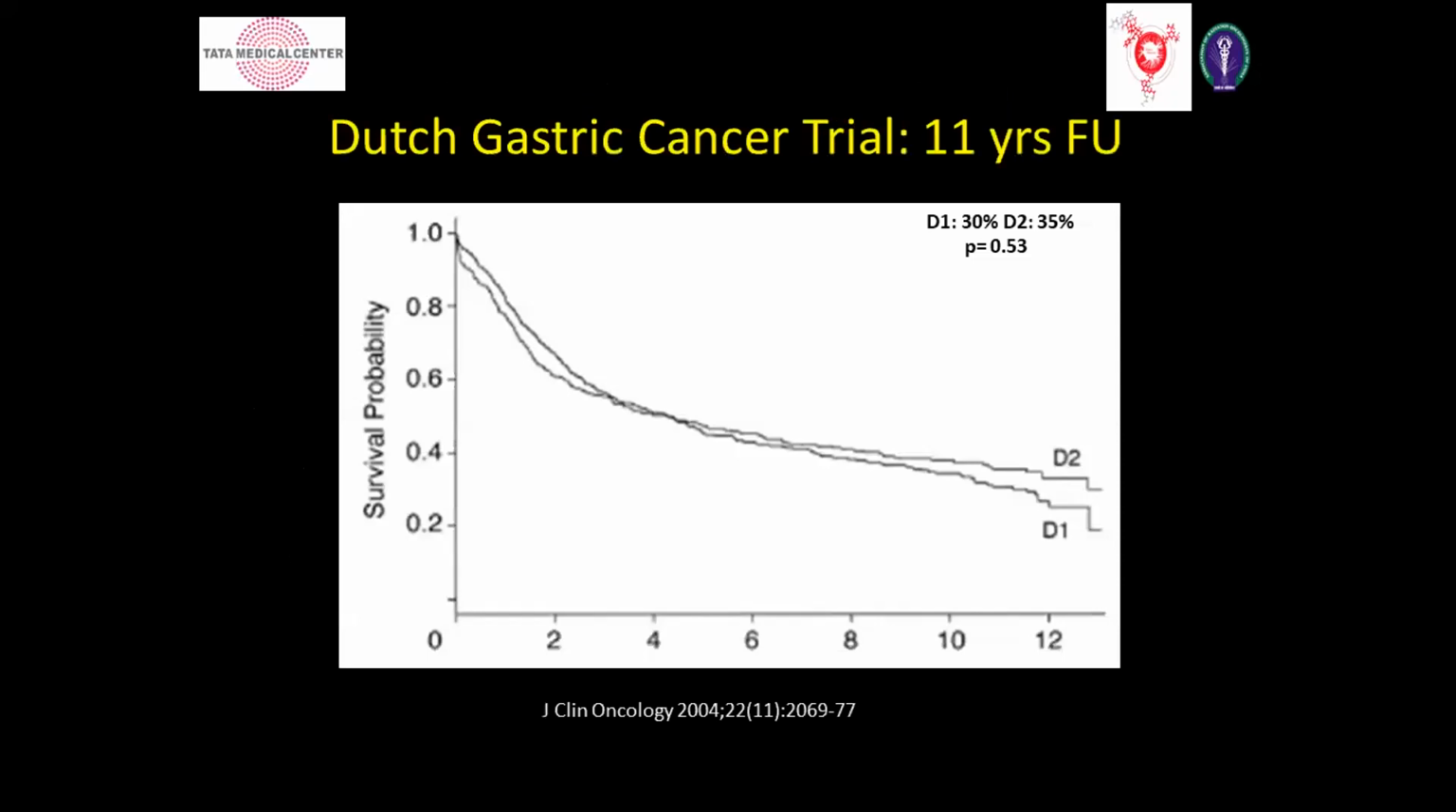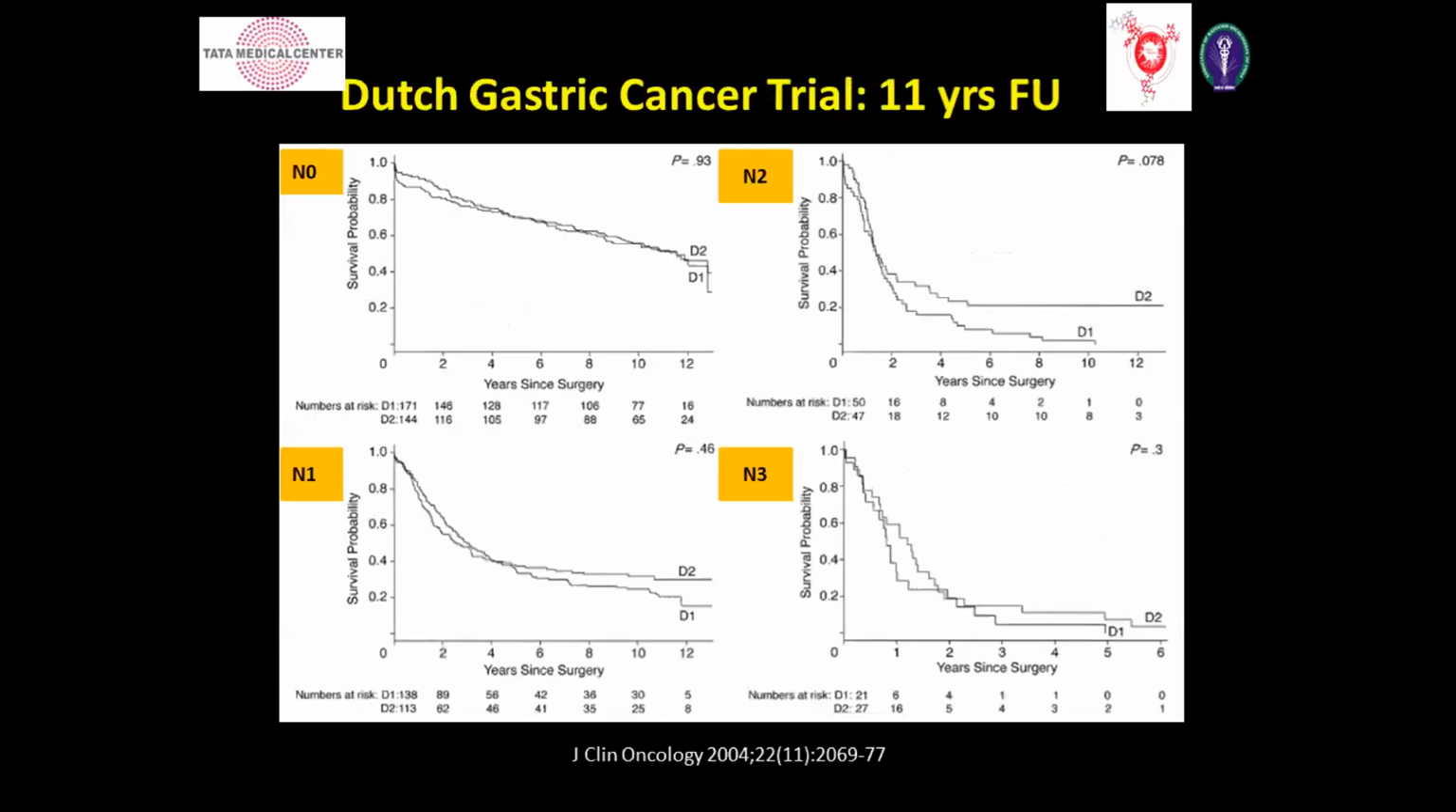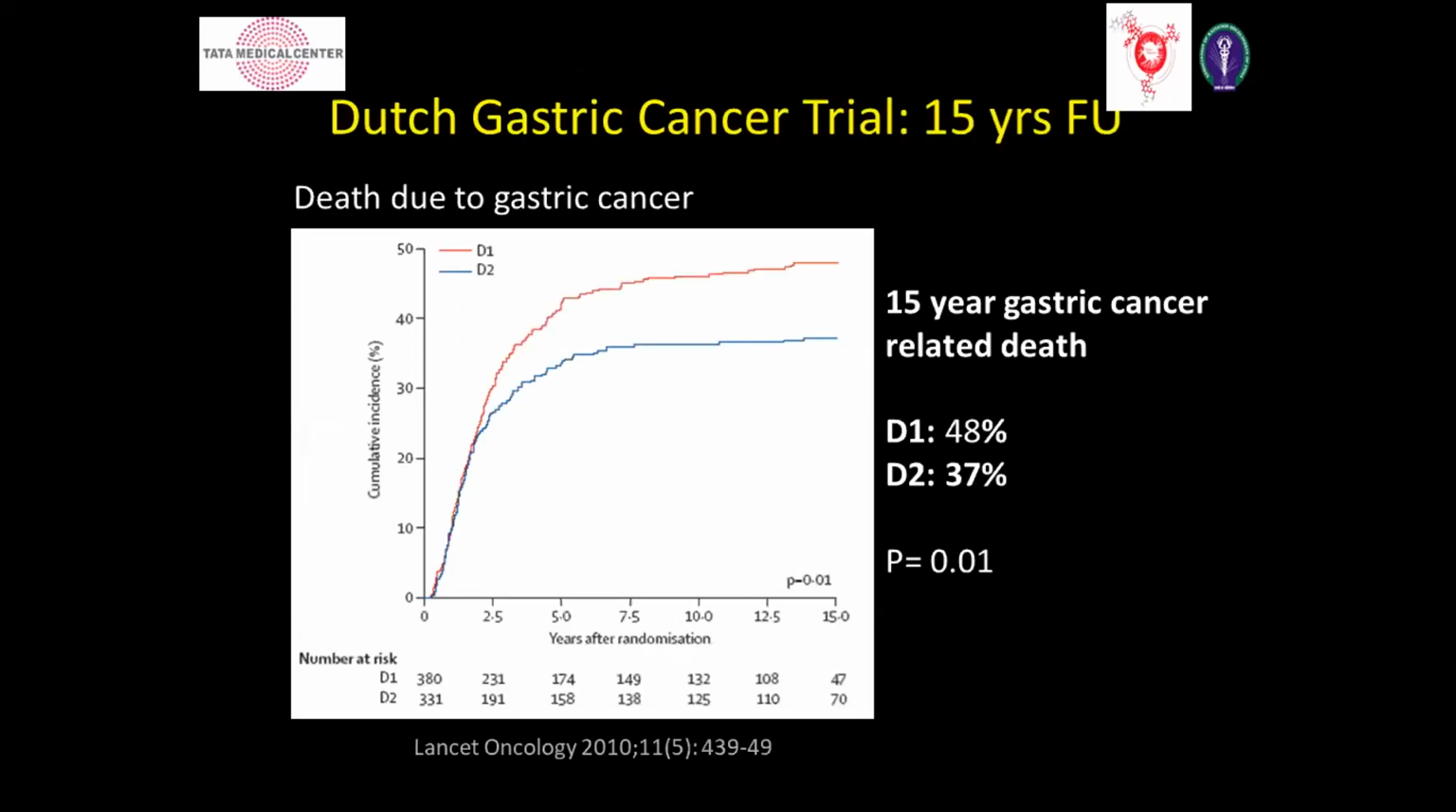In the initial assessment, they saw that D2 gastrectomy was associated with more morbidity, but not much difference. But in the 11 years follow-up, they saw that patients with node positive disease actually benefited from D2 dissection. Now they have done an analysis after 15 years. In the same analysis, they saw that those patients who are actually alive all received D2 surgery. That means death due to gastric cancer is less if the patient receives a D2 gastrectomy.